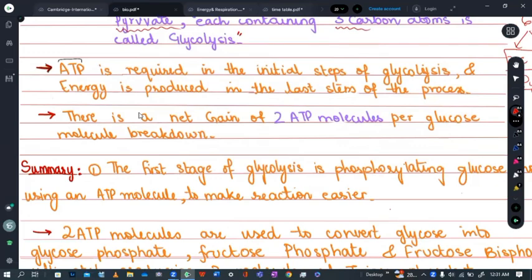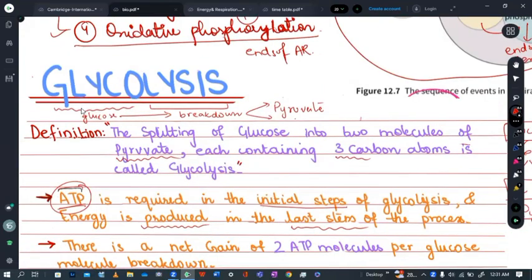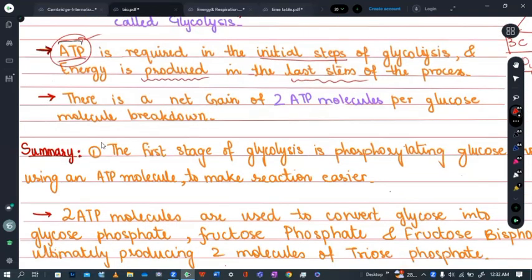To proceed with glycolysis, the energy-rich molecule ATP is required to start the process. That is, in the initial stage of glycolysis, we require some amount of energy, whereas energy is produced in the last stages of the process. So we have a long process of glycolysis. In the initial stages, we require some energy in order to proceed with the reaction, whereas we begin to produce energy in the last stages. Summarizing, at the end of the glycolysis cycle, we will get a net of 2 ATP molecules, adenosine triphosphate molecules, per glucose molecule broken down. So one glucose molecule breakdown will produce a net of 2 energy-rich molecules, ATPs.